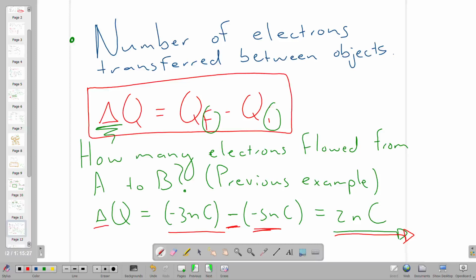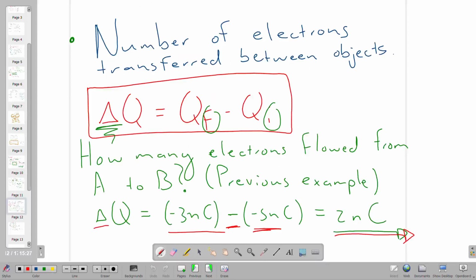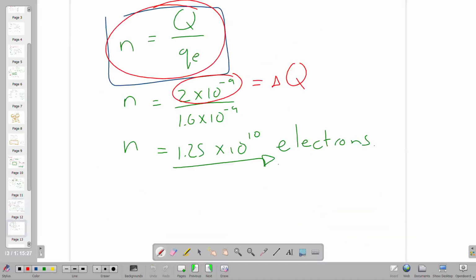If you think a bit back, we spoke about this formula over here for the number of electrons. Number of electrons equals charge over charge of electron. So the change in charge, delta Q, which you calculated previously, we calculated to be 2 nanocoulomb. So we substitute that in, 2 times 10 to the negative 9, all the way over 1.6 times 10 to the negative 19. Substitute that into your calculator, and you'll find 1.25 times 10 to the 10 electrons.